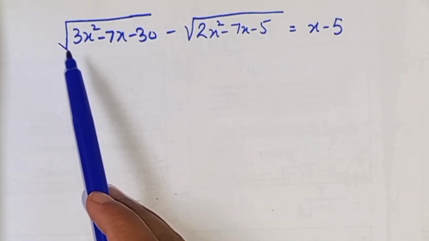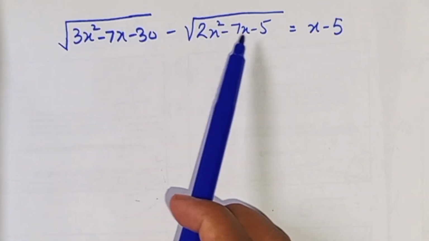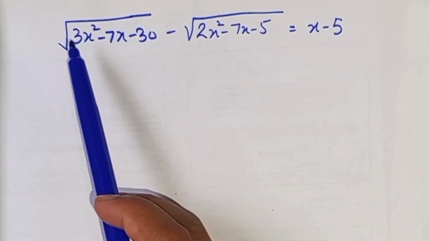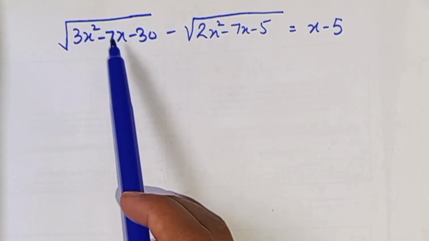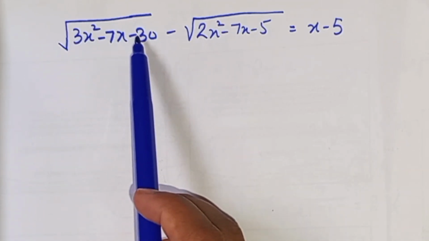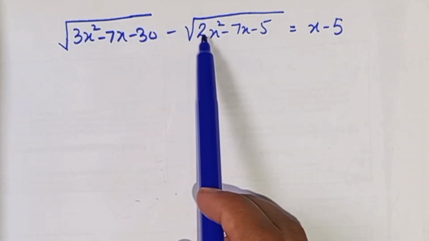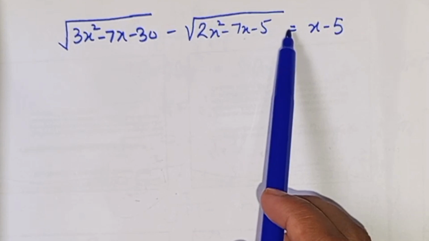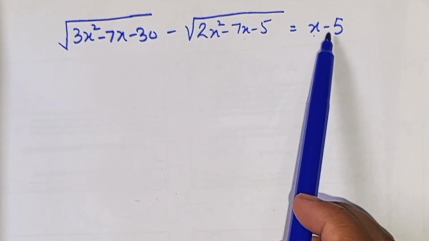Hello everyone, let's try to solve this question. In this question, we find the value of x, where we have square root of 3x² minus 7x minus 30 minus square root of 2x² minus 7x minus 5 equal to x minus 5.